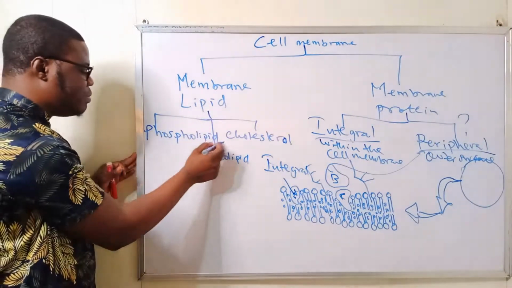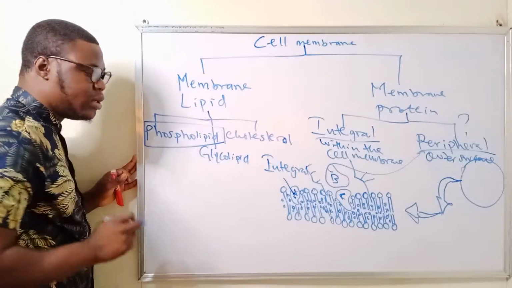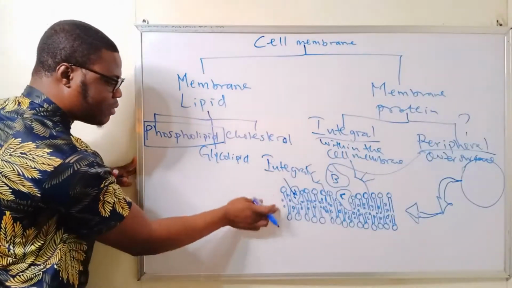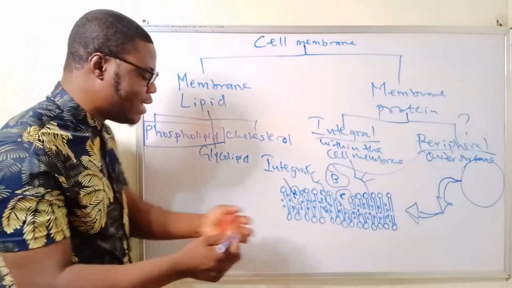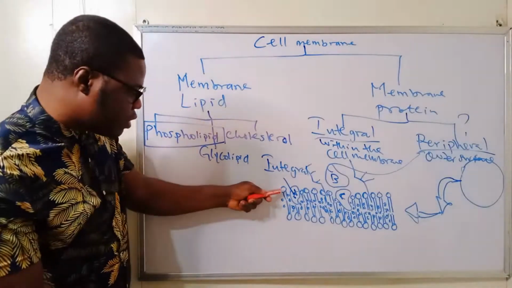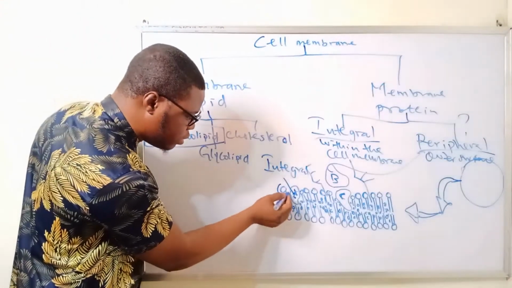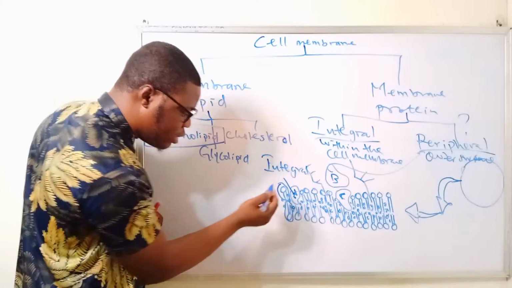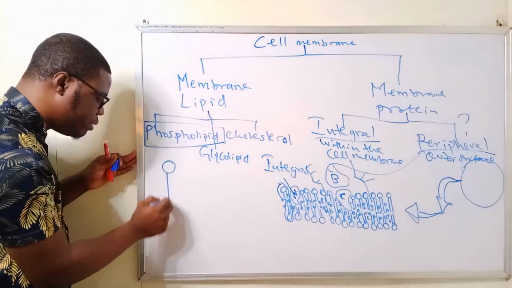Now, what is the meaning of this phospholipid? Let's take a look at this diagram. We see some kind of structures that are actually aligned in the opposite direction. So we have this structure right here, this structure, and then this one is backing it. So these structures are called the phospholipid.